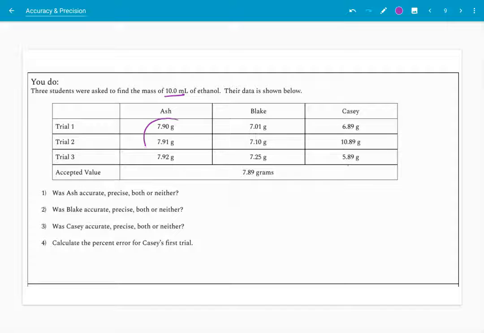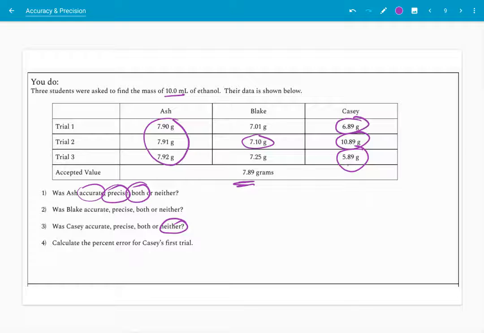Looking at Ash's data, we have 7.90, 7.91, and 7.92. I am comparing this to 7.89. To me, that seems pretty close to 7.89, so my guess is I would say that they are accurate. Those are pretty darn close together, so I would say they're precise. So I'd probably say that is both. Let's look at Casey's data next. I'm going to jump a little bit. We have 6.89, 10.89, and 5.89. I feel like Casey's all over the place. So she's not precise and she's not accurate. So she's neither.